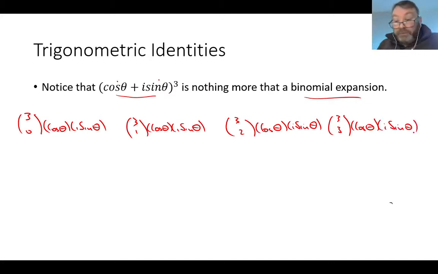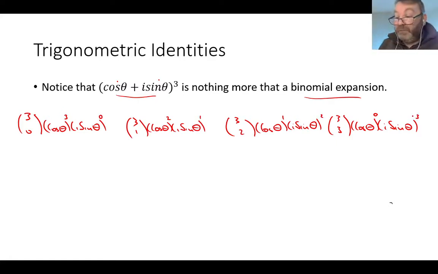Now, what do I do to them? Well, I've got to assign the powers to both of these parts of the binomial, okay? So we start on the first term, and we give it the cos theta, and we give it 3. And then we decrease the powers on cos theta all the way down to 0. Starting on the sine theta, we start at 0 and move all the way up to 3.